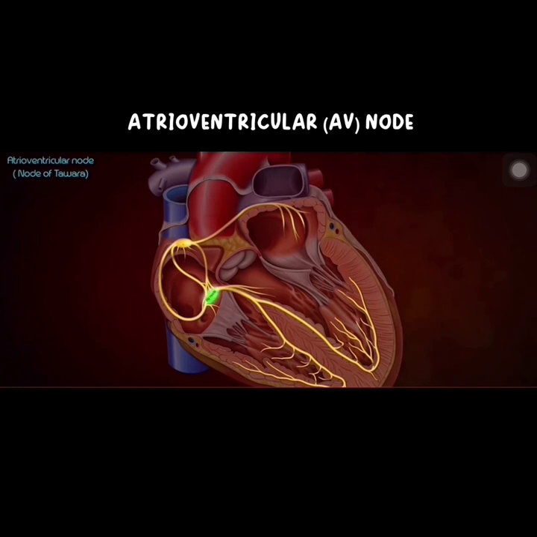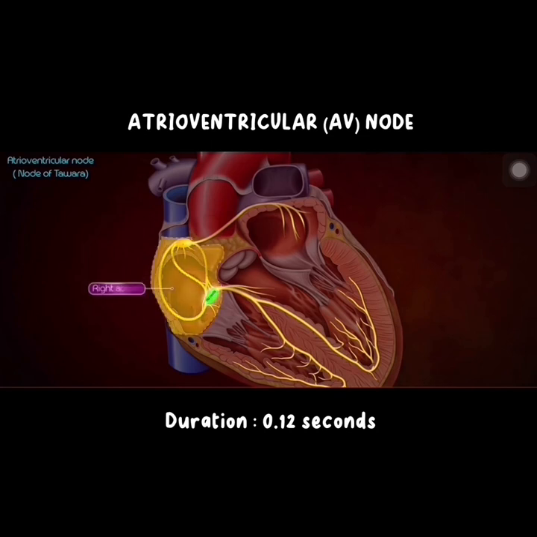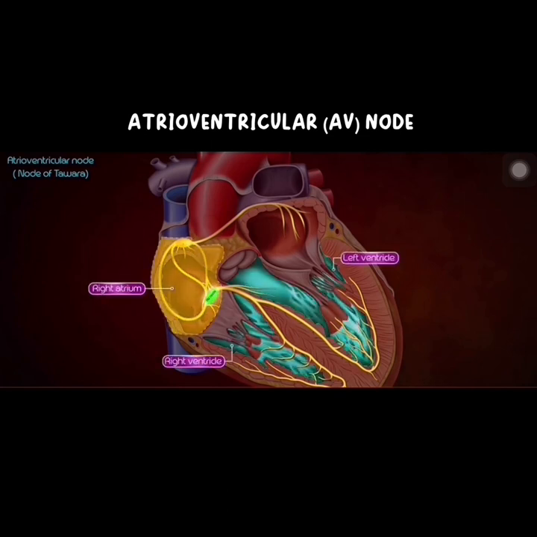The delay in conduction of the cardiac impulse, about 0.12 seconds, provides sufficient time for the atria to empty their blood into the ventricles before the ventricles start to contract.